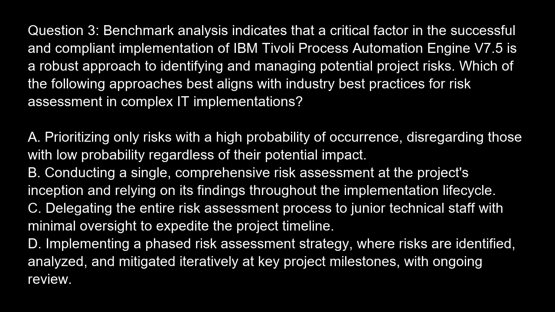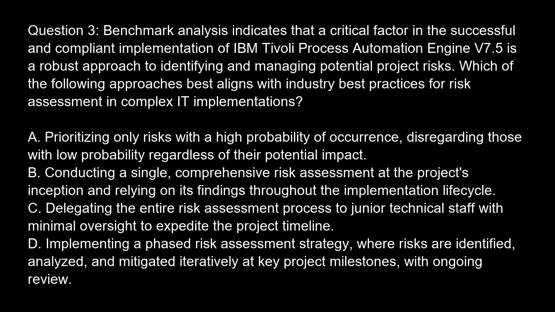Option A, prioritizing only risks with a high probability of occurrence, disregarding those with low probability regardless of their potential impact. Option B, conducting a single, comprehensive risk assessment at the project's inception and relying on its findings throughout the implementation lifecycle. Option C, delegating the entire risk assessment process to junior technical staff with minimal oversight to expedite the project timeline.